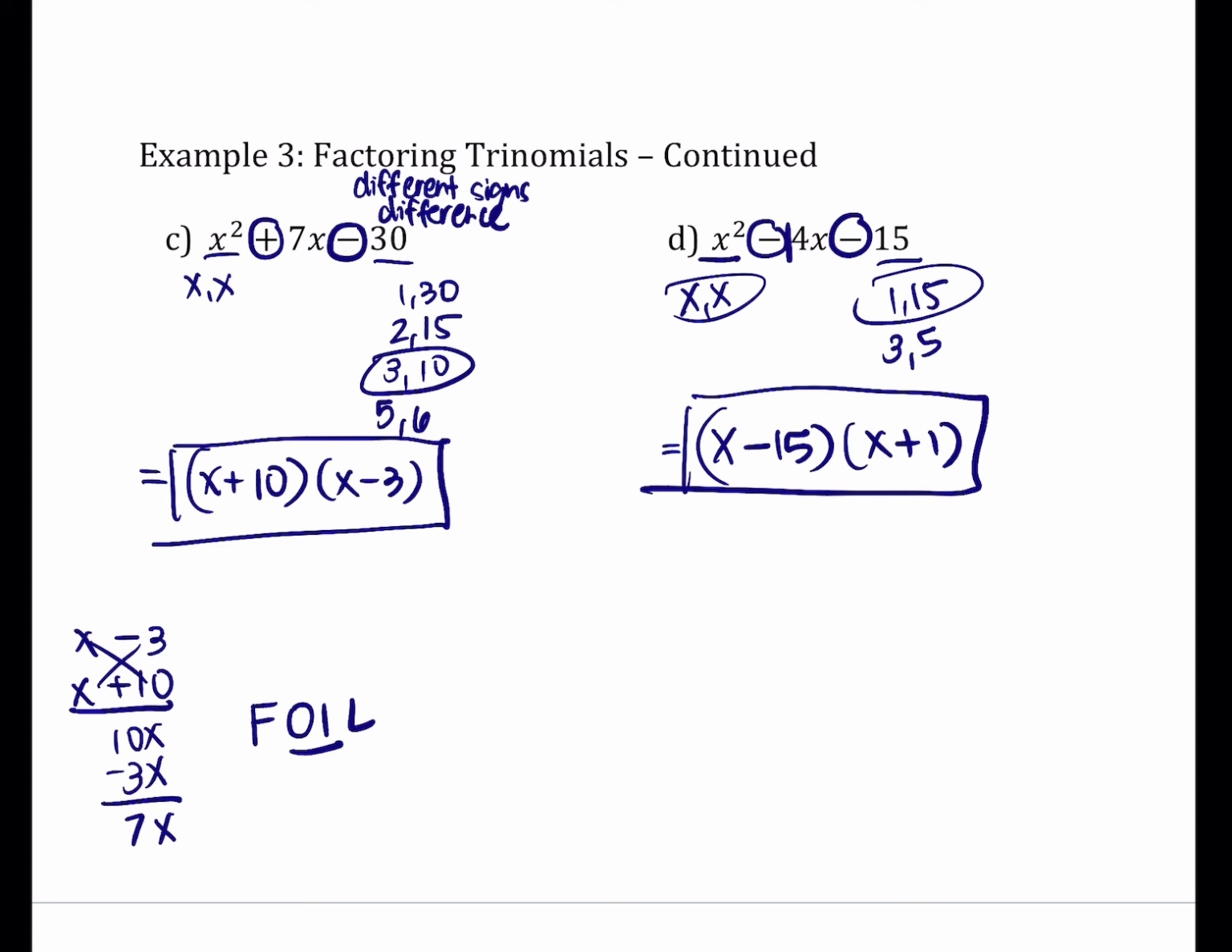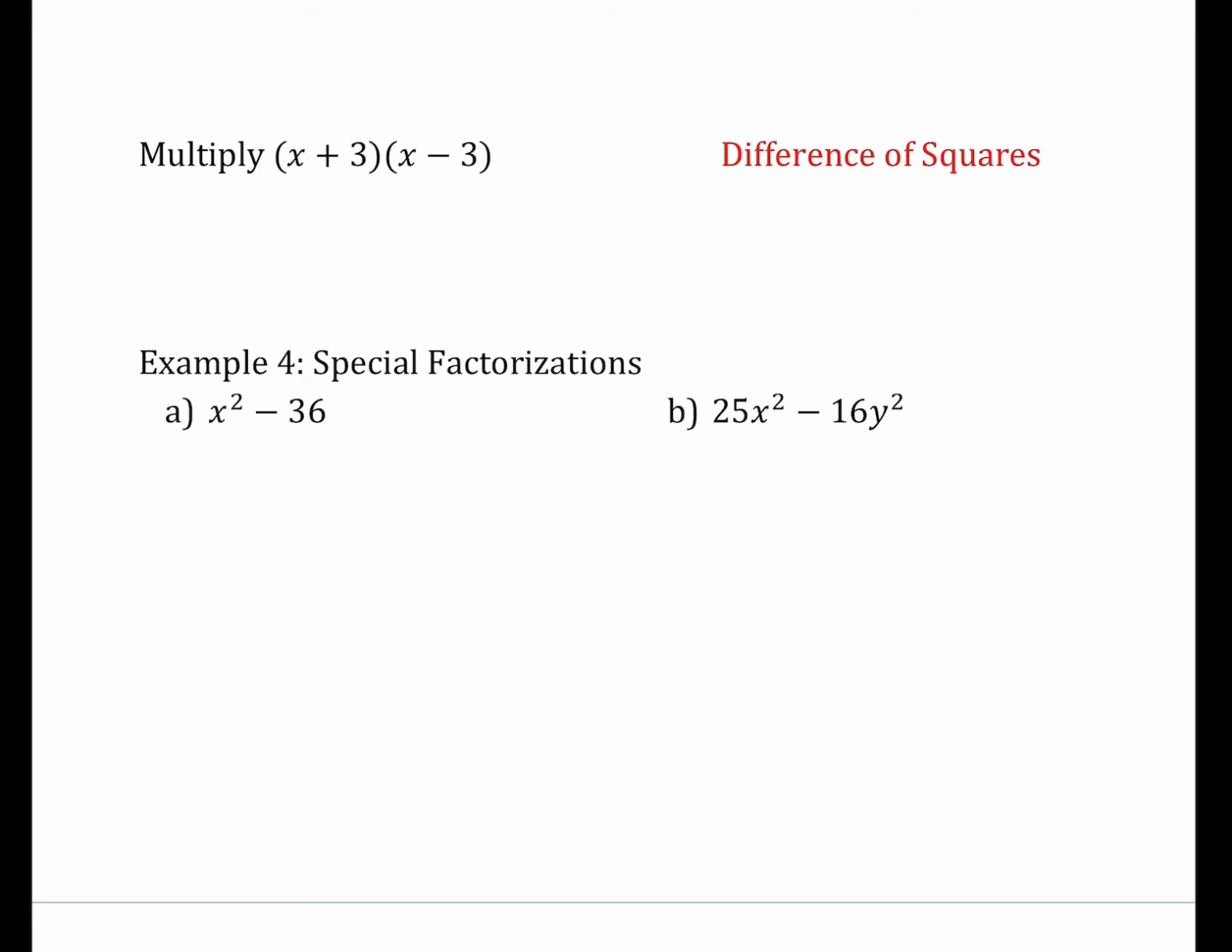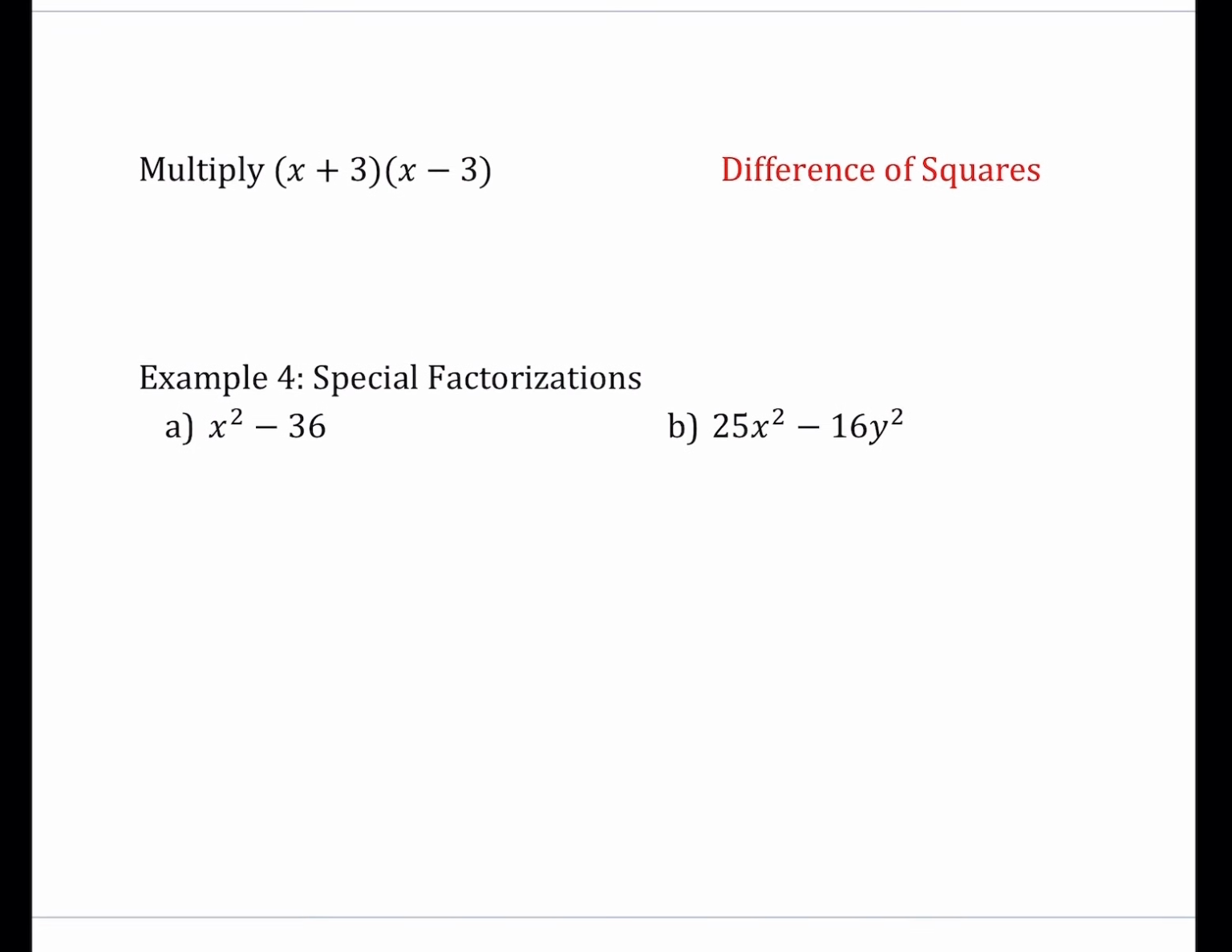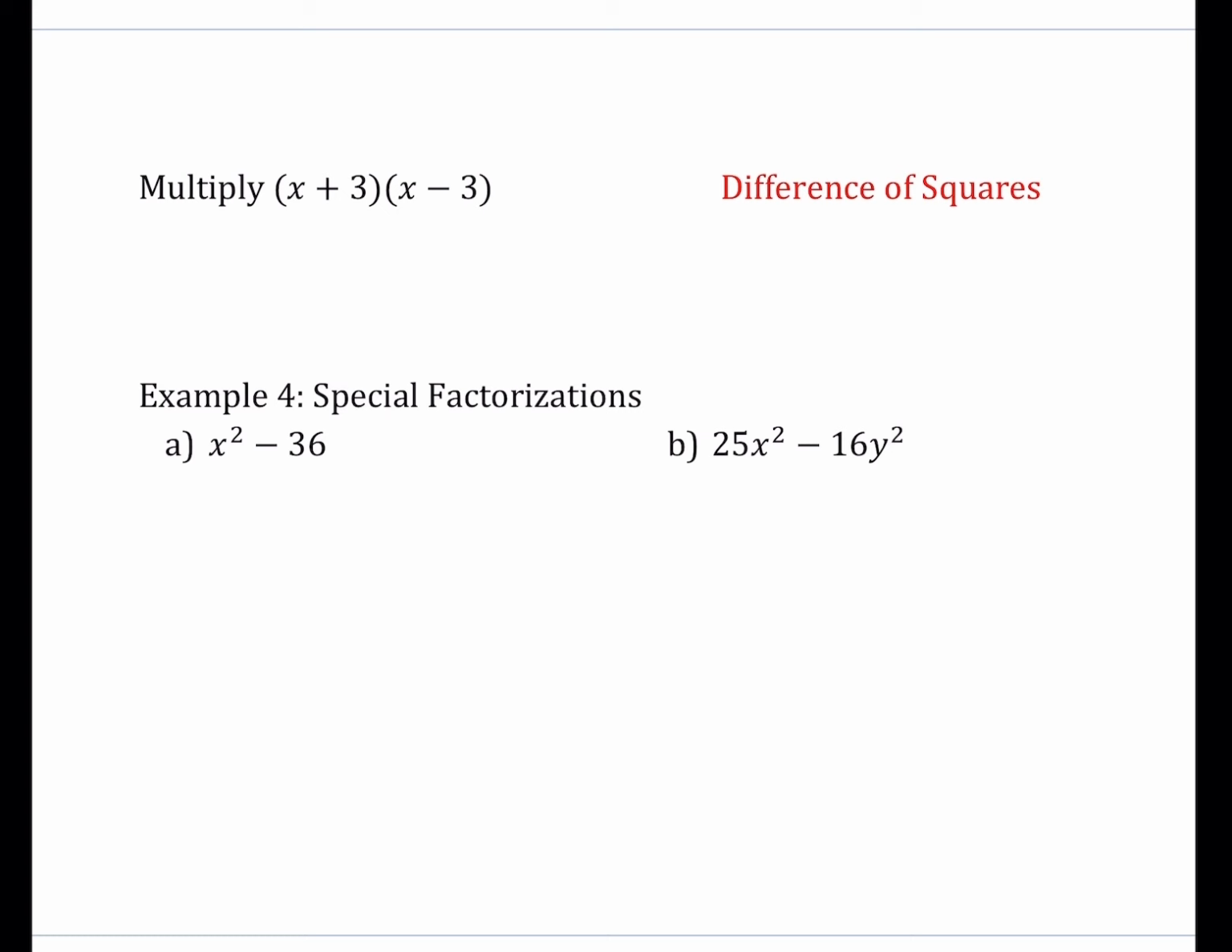Moving on. Now we're going to look at a special case called the difference of squares. First thing we're going to do is try multiplying these two binomials. Notice they're very similar, except their difference is in the sign of our second term. So multiplying these, we're going to FOIL.